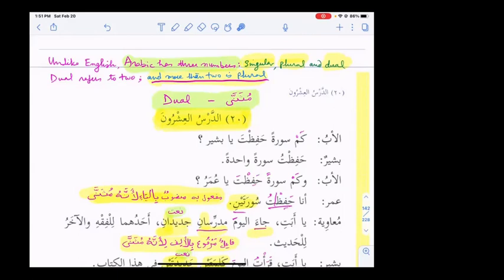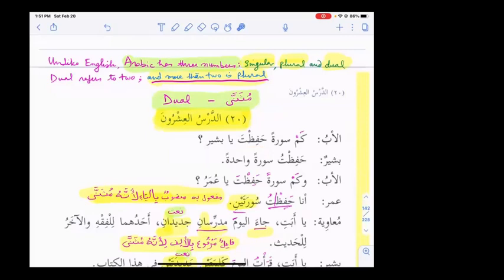Kam suratan hafizta ya Bashir? How many surahs did you memorize, O Bashir? Hafiztu suratan wahidatan. I memorized one surah. Suratan wahidatan is the naat for this. Kam suratan hafizta ya Umar?